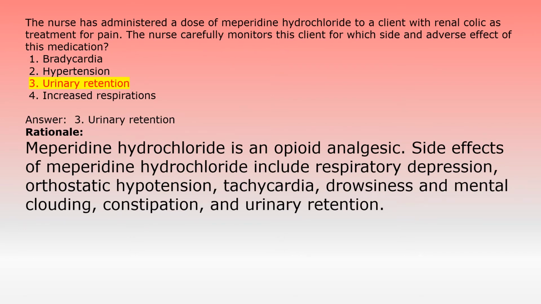Answer. 3. Urinary retention. Rationale. Meperidine hydrochloride is an opioid analgesic. Side effects of meperidine hydrochloride include respiratory depression, orthostatic hypotension, tachycardia, drowsiness and mental clouding, constipation, and urinary retention.